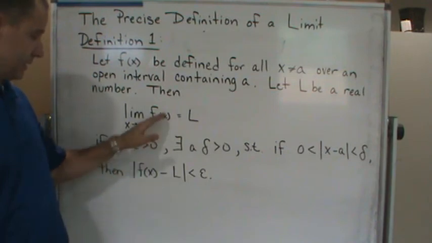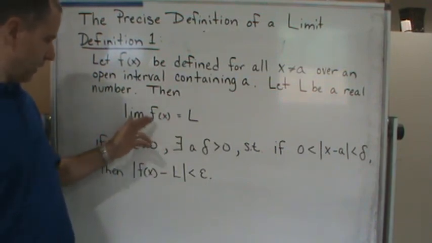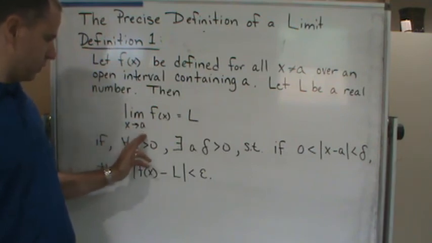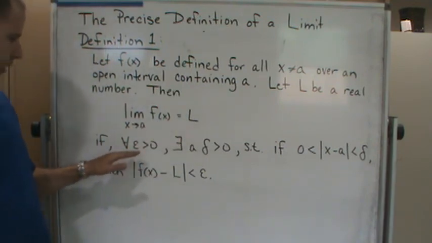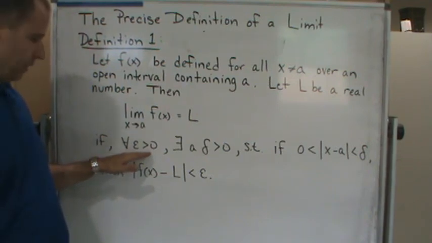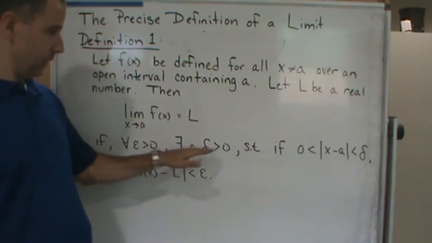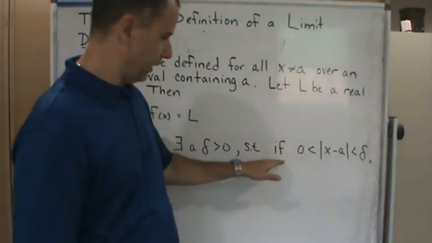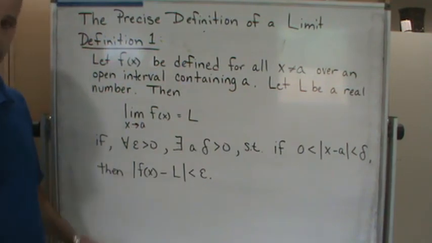This is the limit definition. So the limit as x approaches a of f of x equals L if, for all epsilon greater than 0, there exists a delta greater than 0, such that if this is true, then this will always be true.